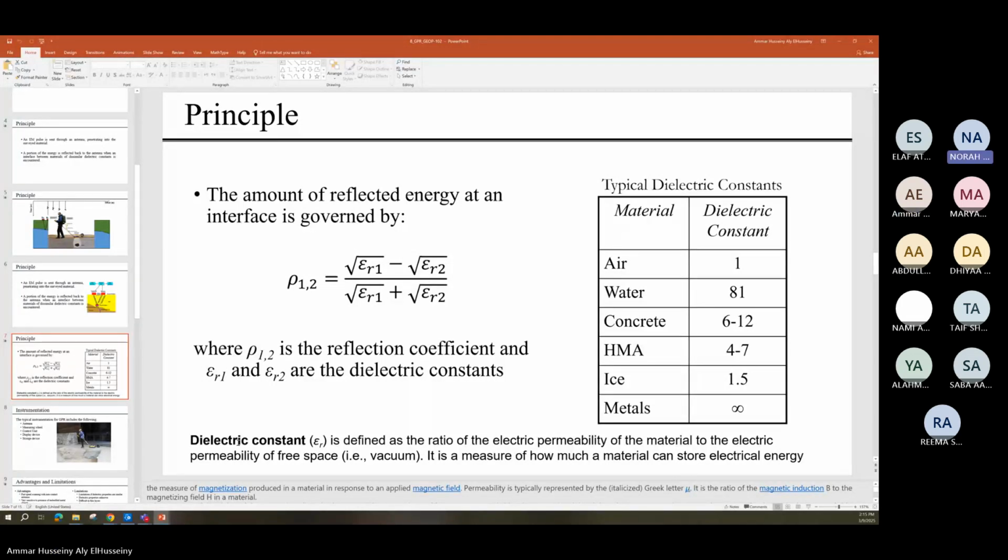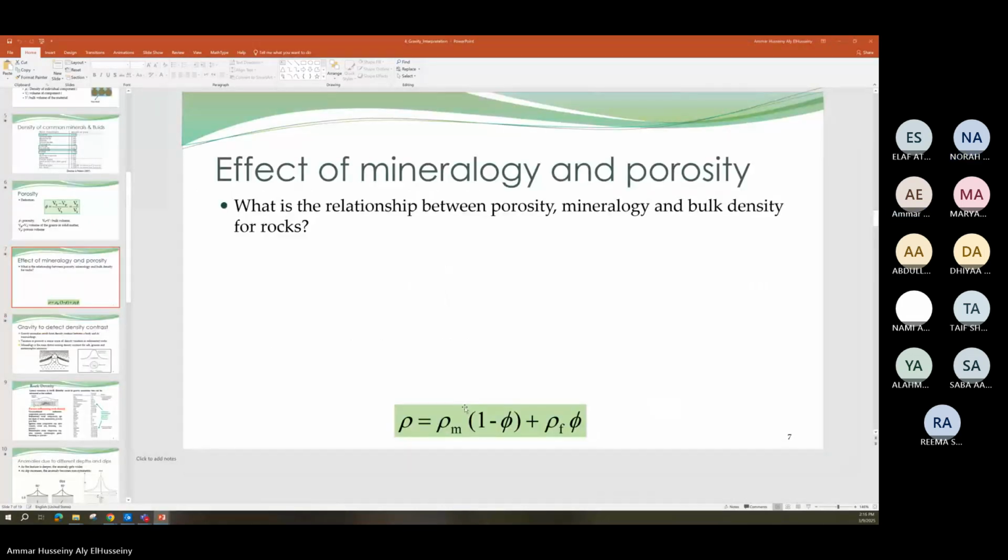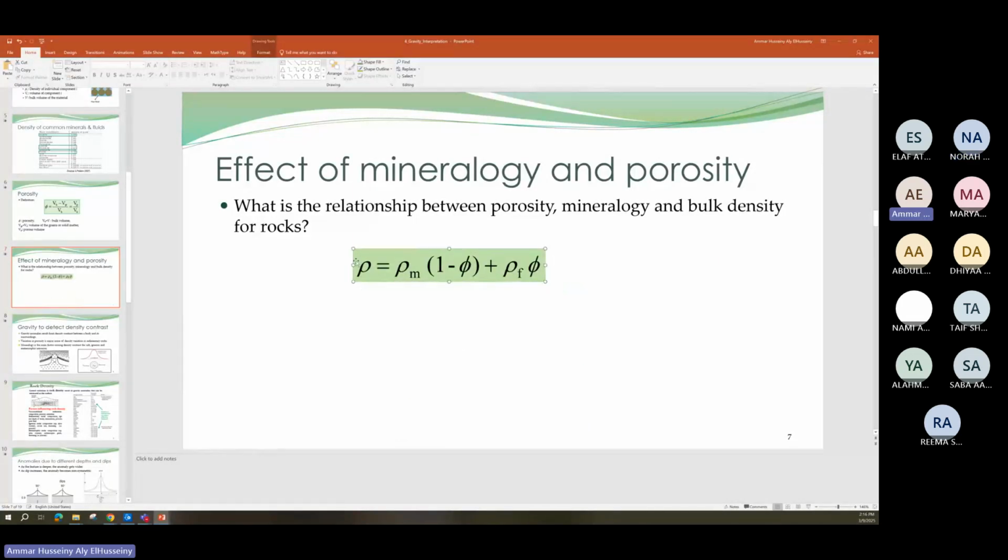Doctor, can you please re-explain the equation for the porosity, the one that you showed in the presentation? This one here? Yes. Sure. So this is the bulk density.